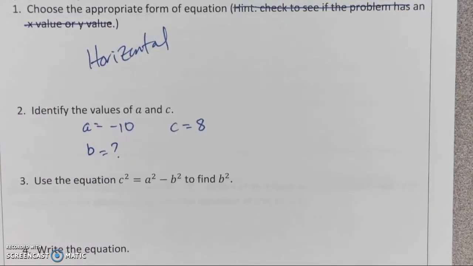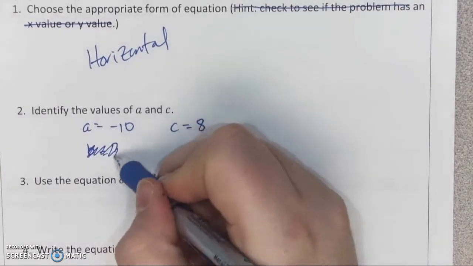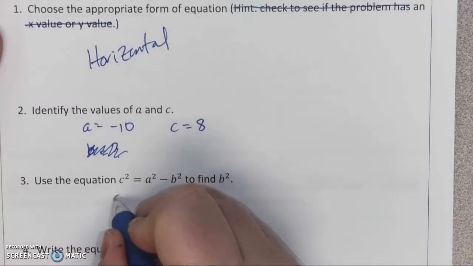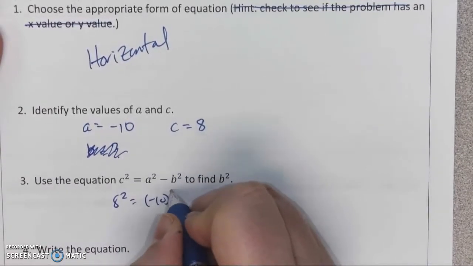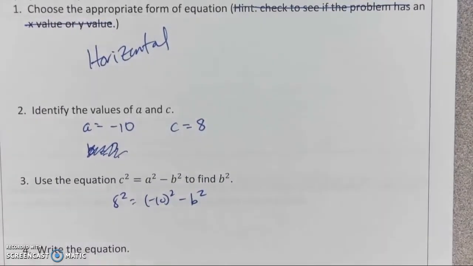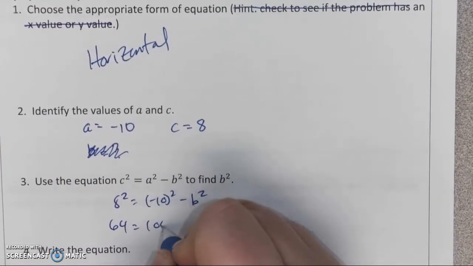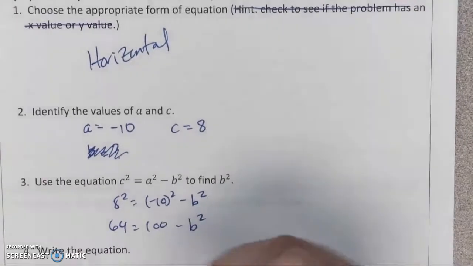So we're going to use c squared equals a squared minus b squared to find b squared. We don't want to find b, we want to find b squared. So let's be clear, we're not trying to find b, we're trying to find b squared. I'm just going to plug in the values that I have. I have 8 squared equals negative 10 squared minus b squared. Simplifying, this is 64 equals 100 minus b squared.